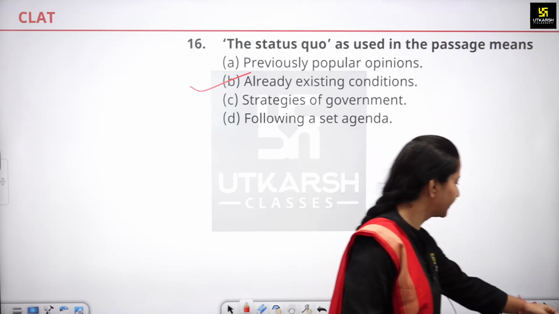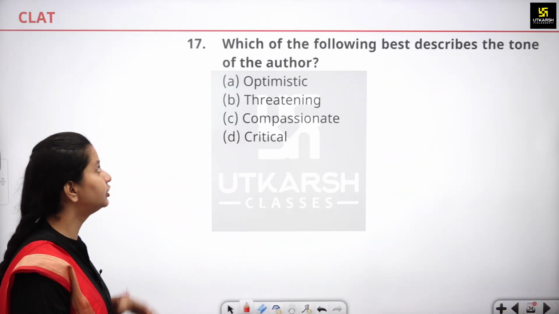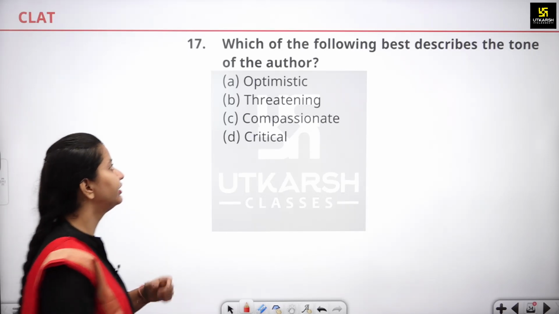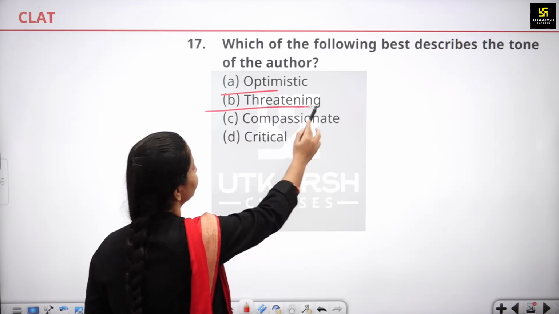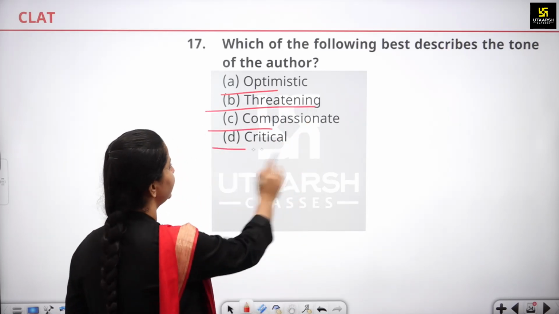Next question: which of the following best describes the tone of the author? What is the tone of the author here? Option A, optimistic. Option B, threatening. Option C, compassionate. Or option D, critical.